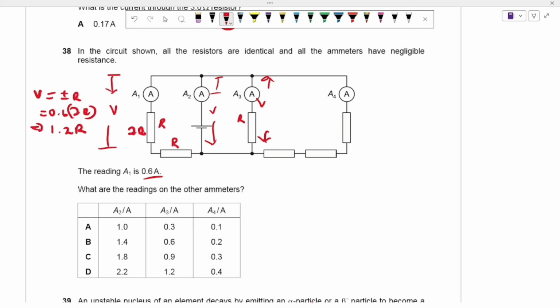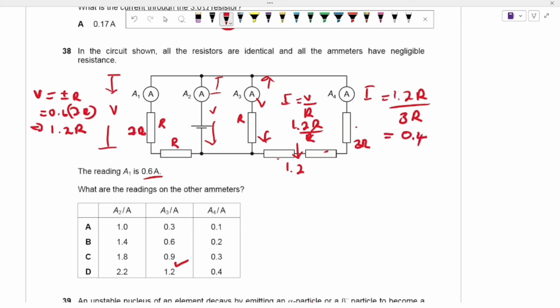Then here, since I'm going to have R here, my I is just equal to V over R. My V is the same, which is 1.2R, divided by R. So it means that A3 is just going to be 1.2. If I want to find A4, again my V is 1.2R, and my resistance is going to be 3R. So I'm just going to divide by 3R. That gives me an I of 0.4.